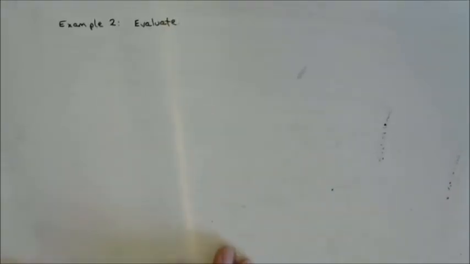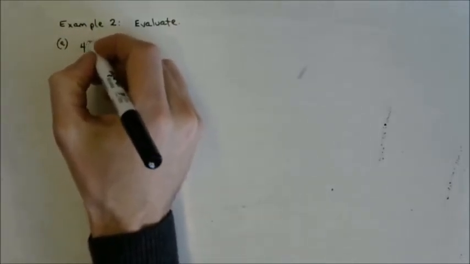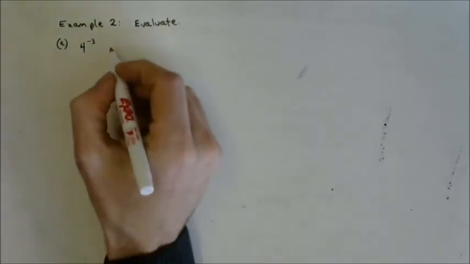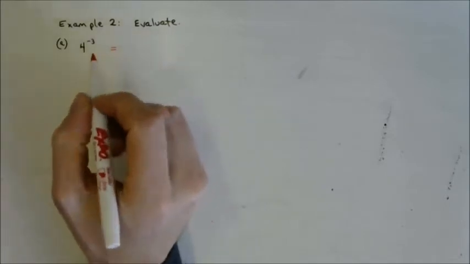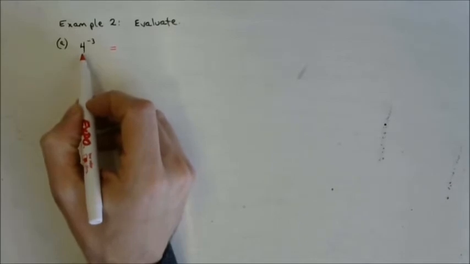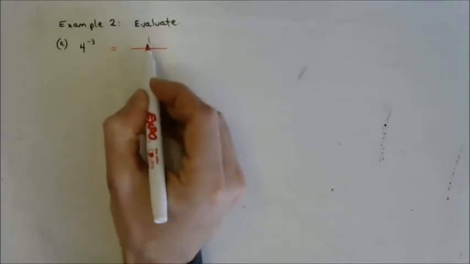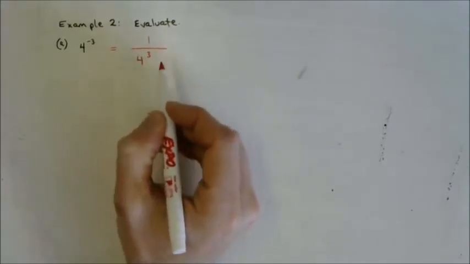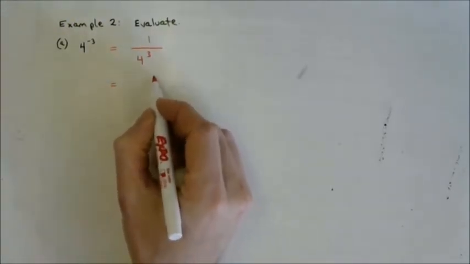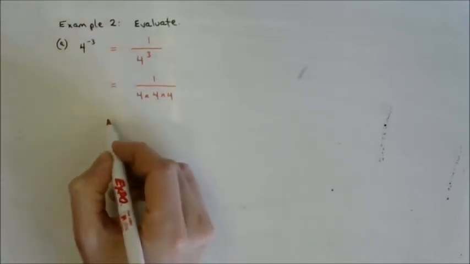Okay, example 2 is just evaluating, and this time we're working with powers with a negative exponent. So example A is 4 to the power of negative 3. Now according to our rule, I can rewrite that. Here I have 3 factors of 4, but they are in the denominator. So I can rewrite this as 1 over 4 to the power of 3 with a positive exponent, which is the same as 3 factors of 4 in the denominator.